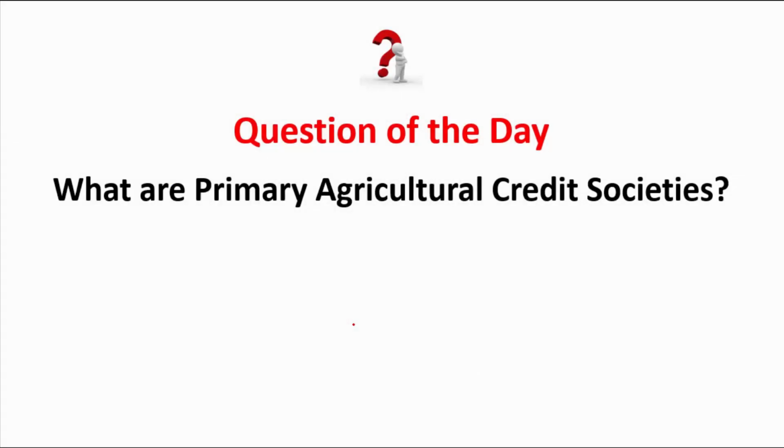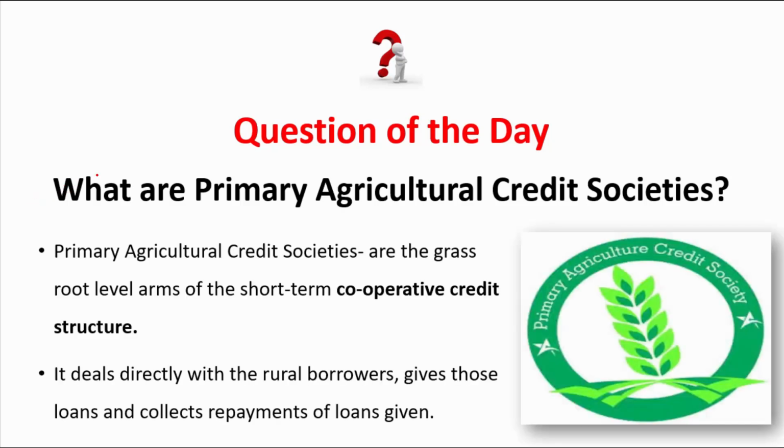So guys, let's start with the question of the day. I asked you yesterday, what are primary agriculture credit societies? These are also known as PACs, and these are grassroots level arms of short-term credits. Please remember, grassroots level arms, which means they provide loans at village level or gram panchayat levels, and these are for the short term. They deal directly with the rural borrowers, give those loans and collect repayments of the loans which are given.